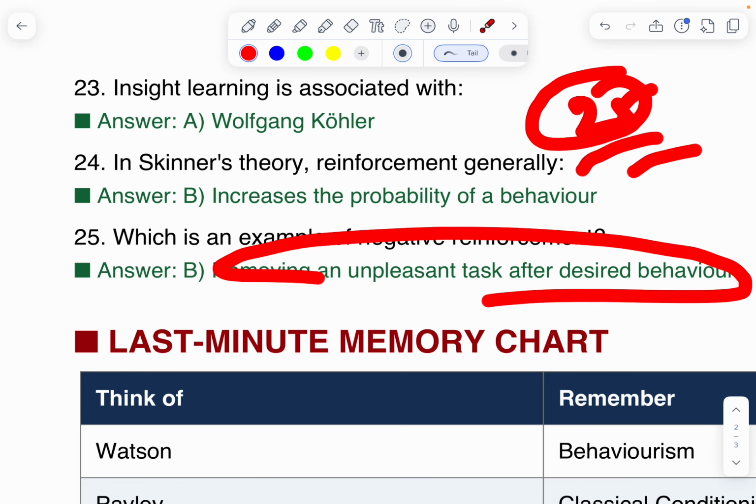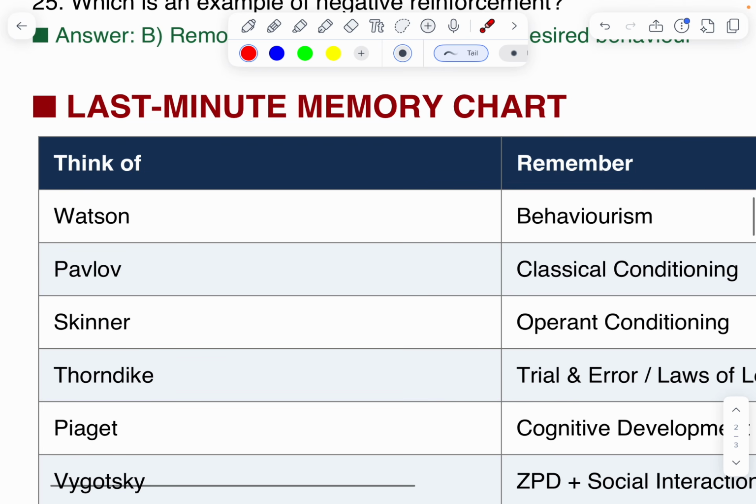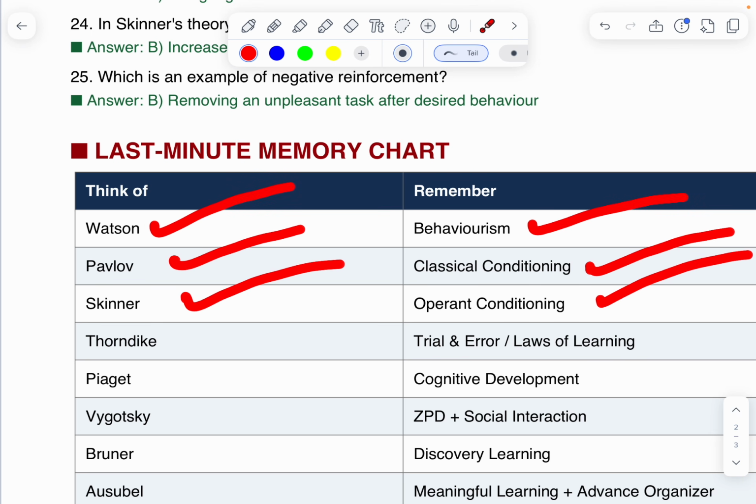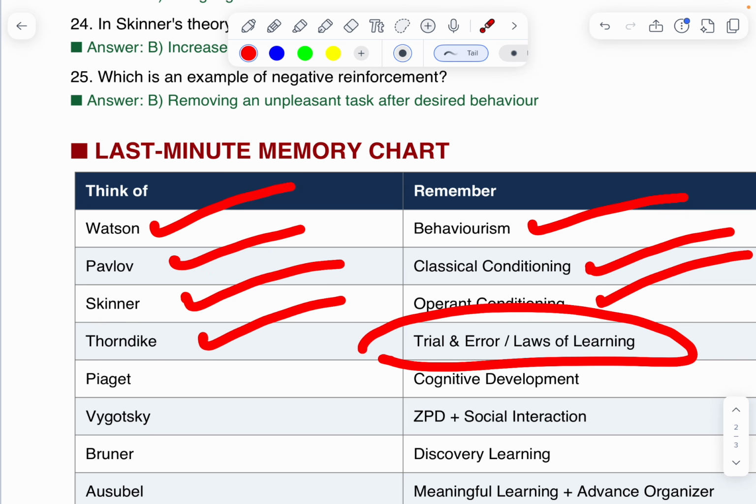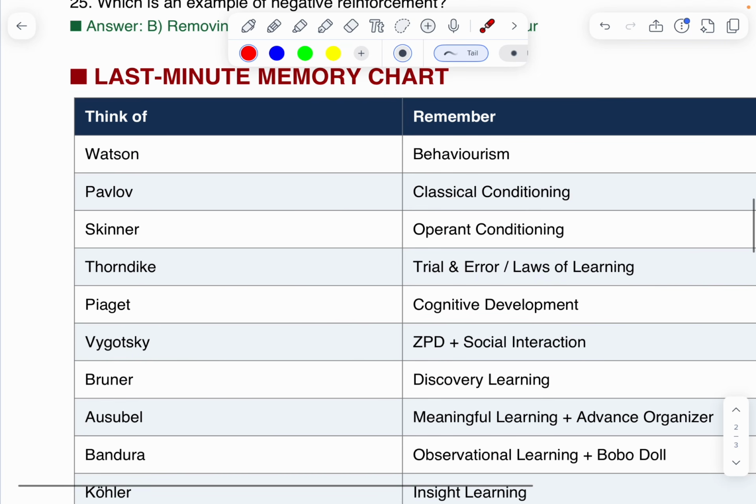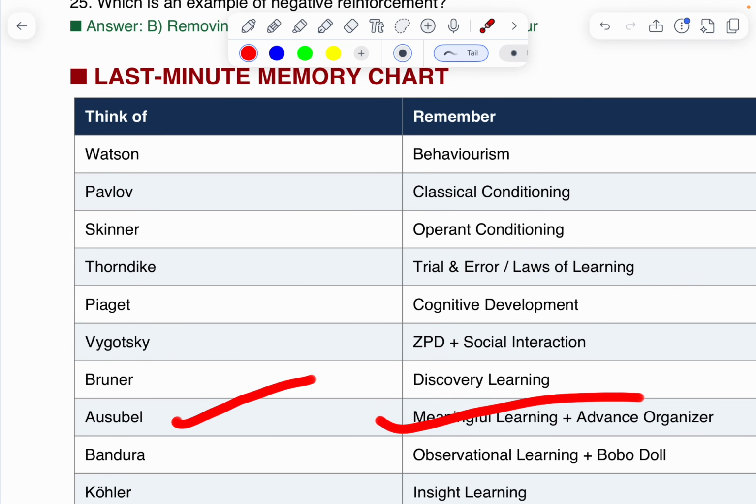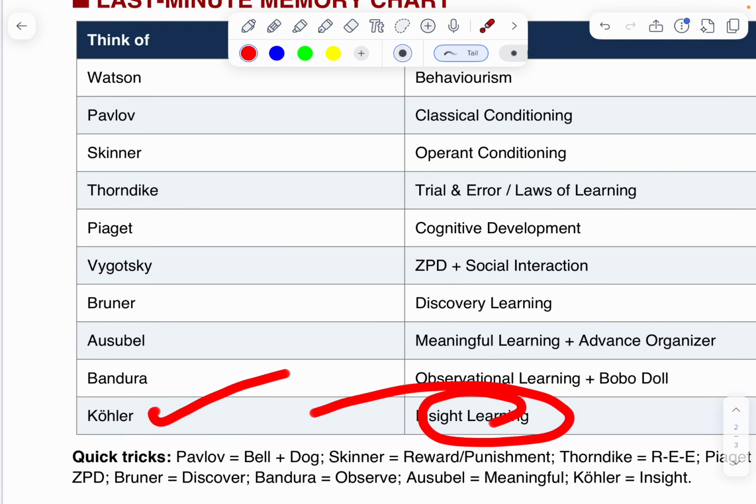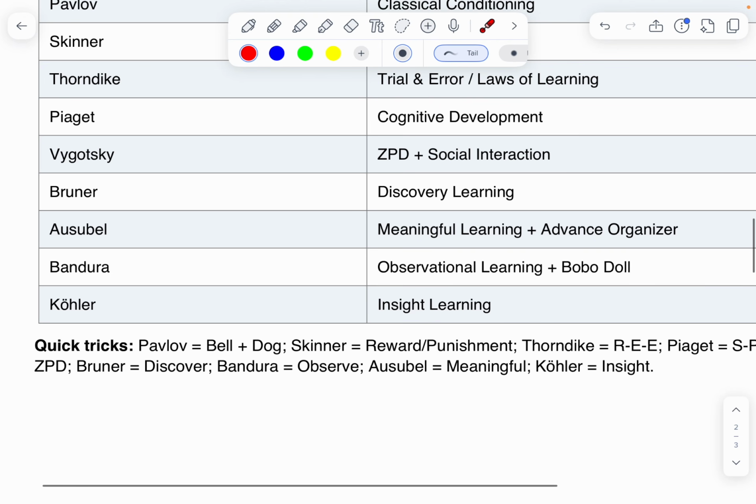These 25 are the most important repeated questions. Tricks: Watson, behaviorism. Pavlov, classical conditioning. Skinner, operant conditioning. Thorndike, trial and error, laws of learning. Piaget, cognitive development. Vygotsky, ZPD plus social interaction. Bruner, discovery learning. Ausubel, meaningful learning. Bandura, observational learning. Kohler, insight learning. These are the most important.